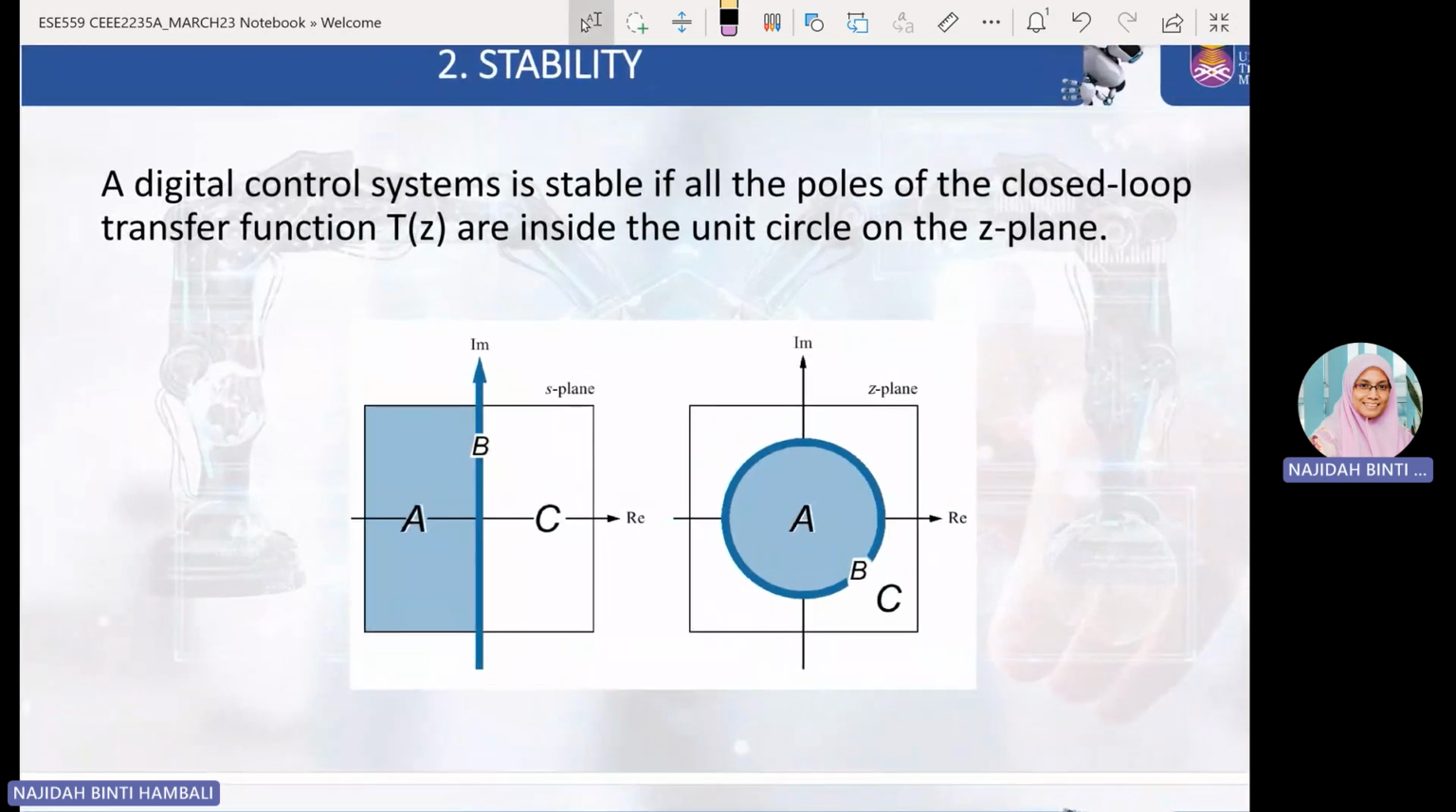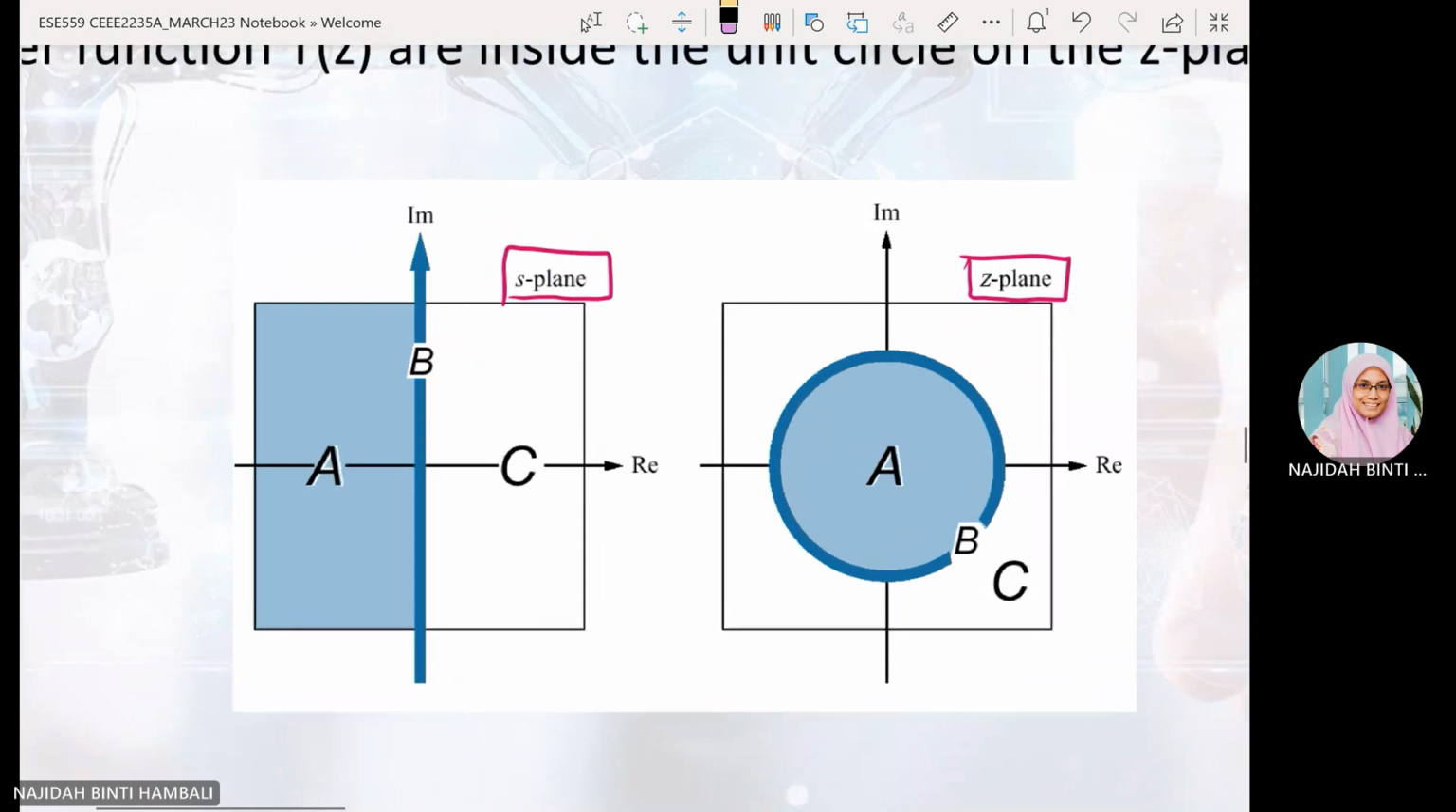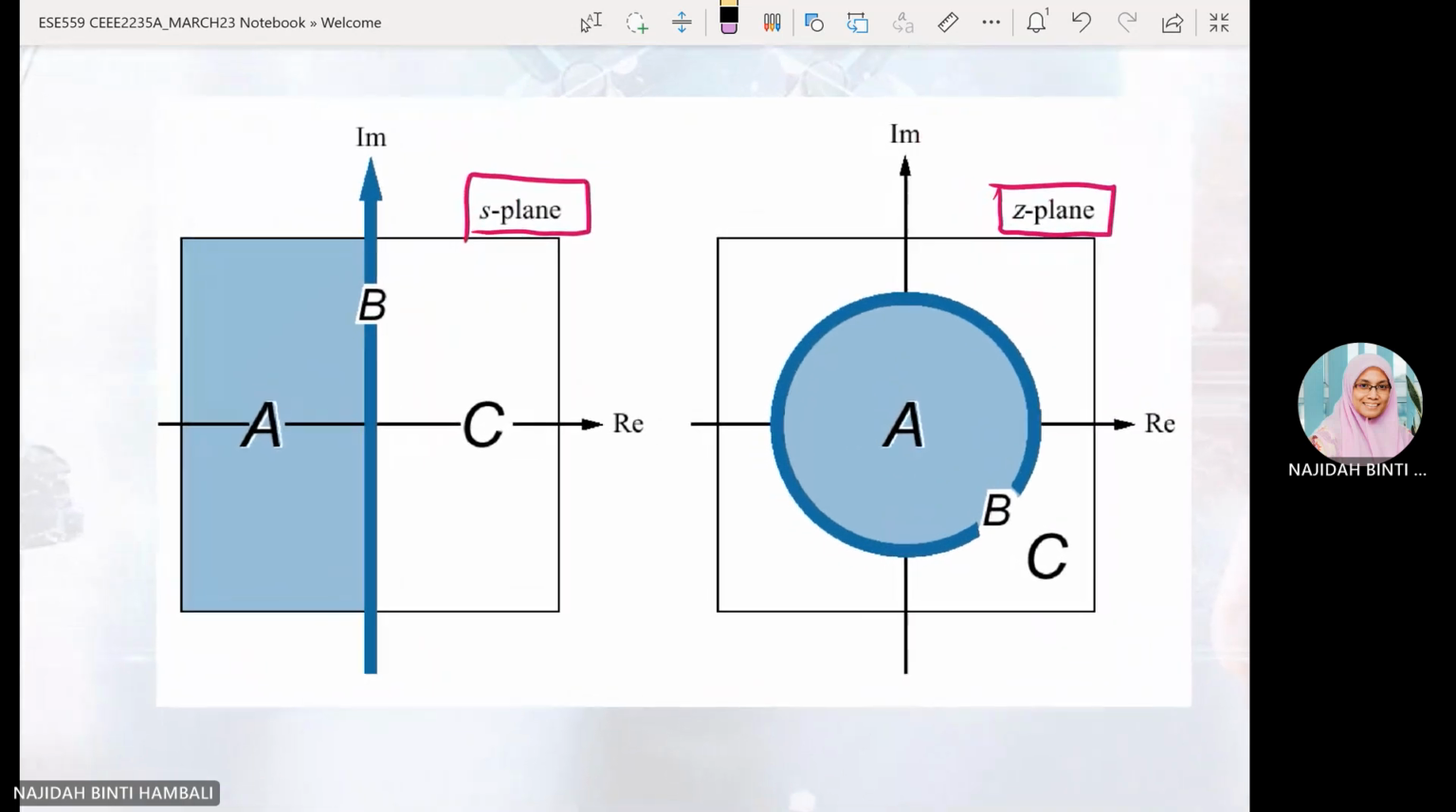On the left side is your S plane. On the right side is your Z plane. What can you observe from these figures? Left for the S plane, right for the Z plane. Warna biru untuk stability. The shaded blue area is for stability, for the stable area.